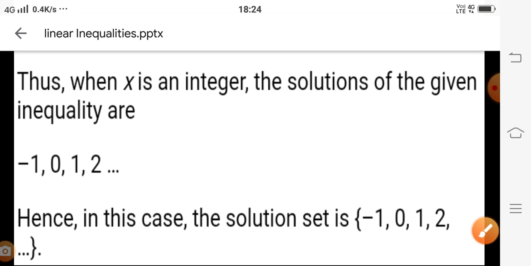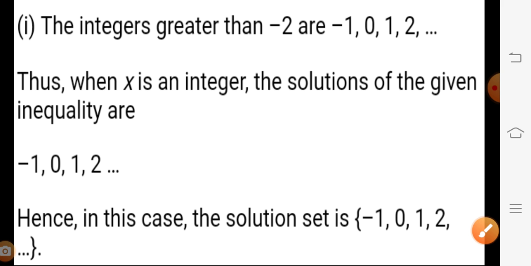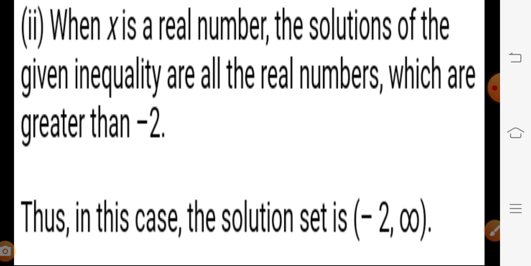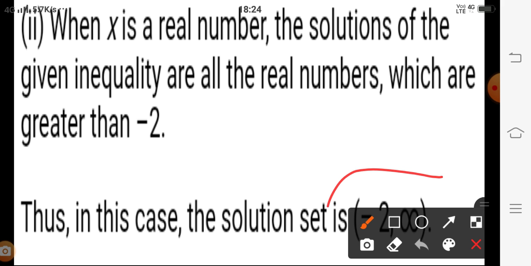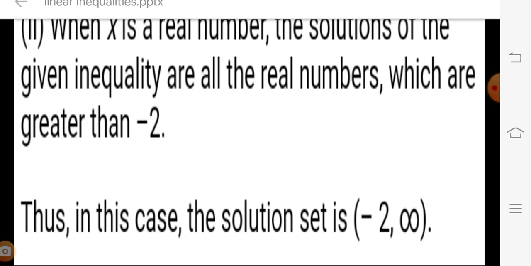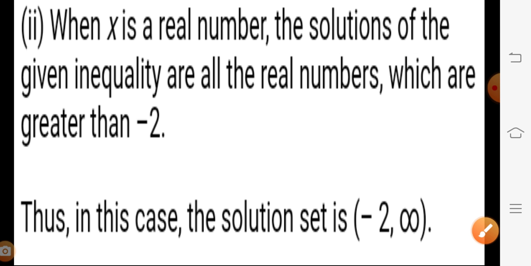And the second part is we have to write down the values having real numbers which are greater than minus 2. Then if you are considering real numbers, you are getting minus 2 to infinity. All the numbers which are greater than minus 2. And we know the meaning of these open brackets. We are not including minus 2 and we are not including infinity.